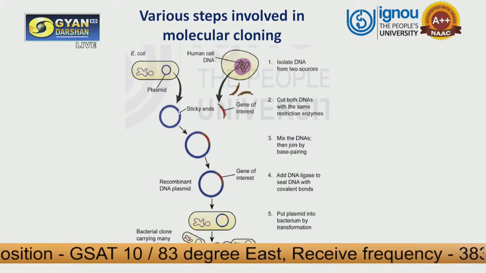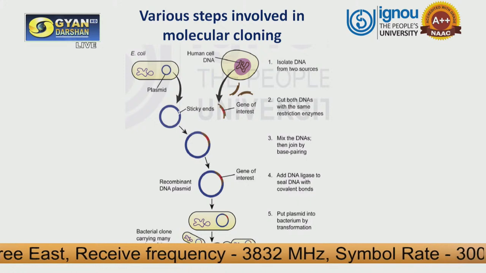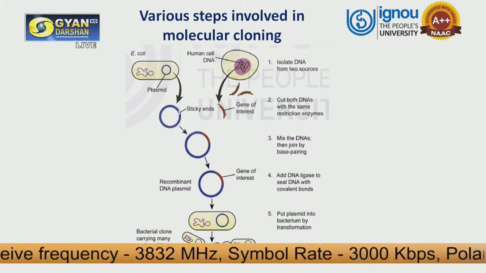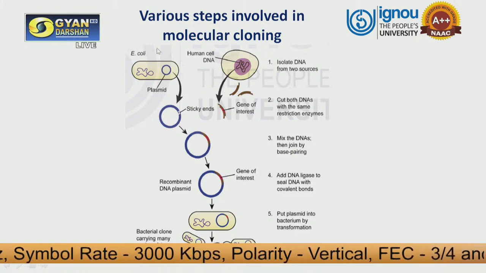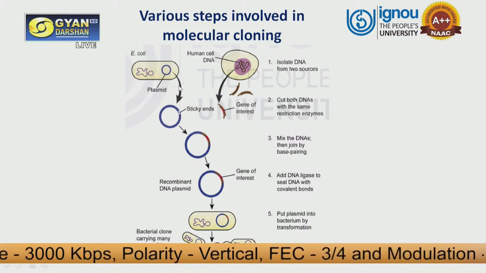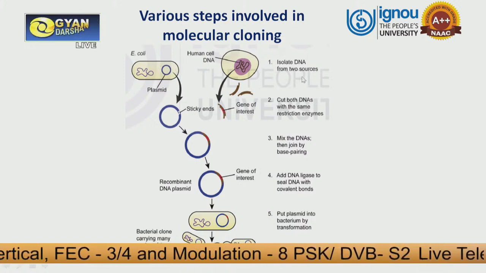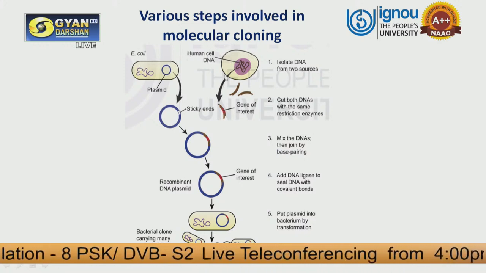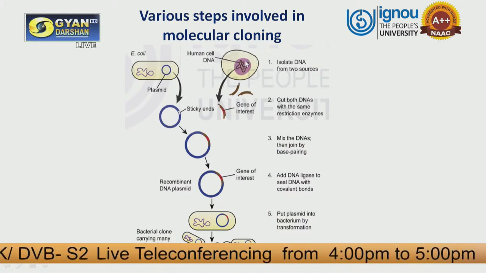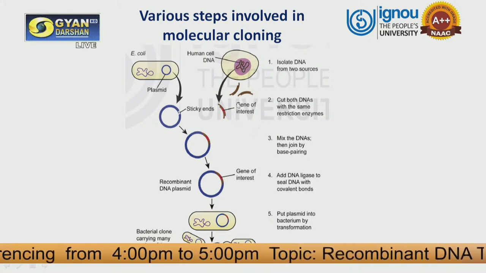In this diagram, you can see the various steps involved in molecular cloning. In short, what I have just now explained, you can see here there is an E. coli, which is a bacteria, that has a plasmid. You have to isolate the DNA from both the sources, whether it is E. coli or, in this case, human cell DNA. So we have isolated the gene of interest from the human. So there is a gene of interest.